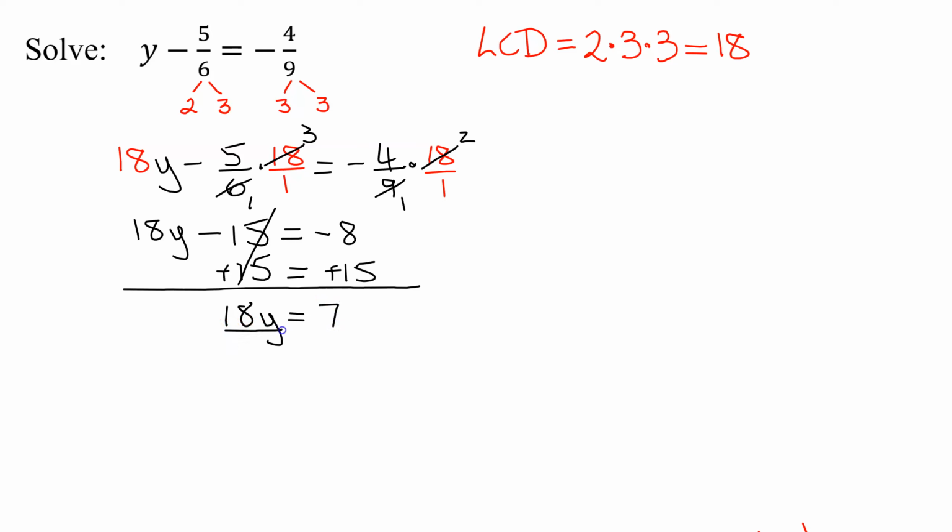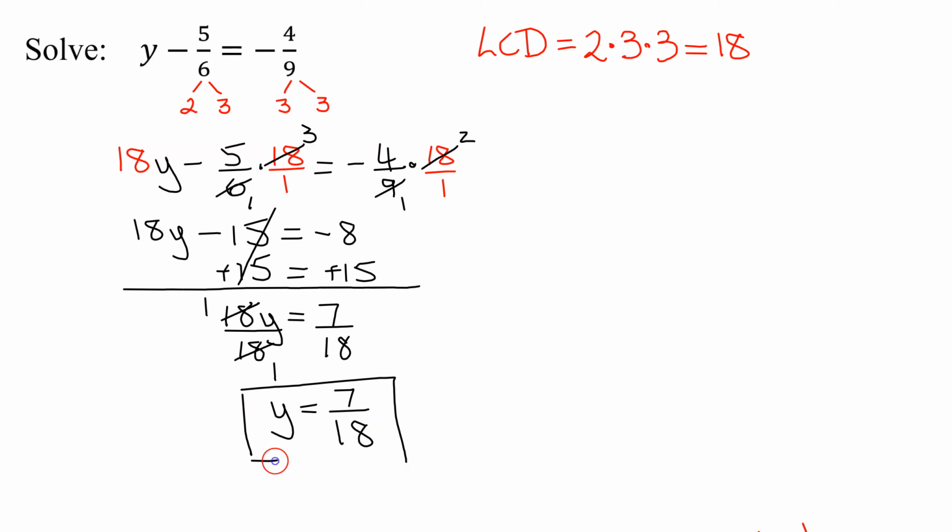Last thing, divide both sides by 18. The 18's reduce, and I get 1y over 1, which is just y, equals 7/18. So I have solved my linear equation, and yes, the answer can be a fraction. Don't panic. It doesn't mean you've got it wrong.